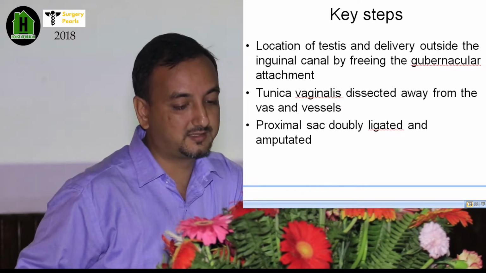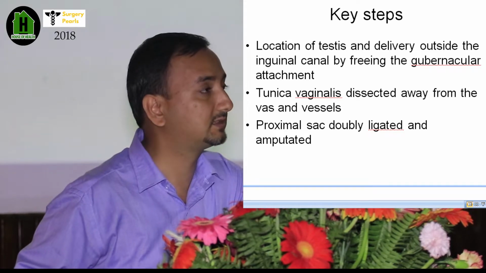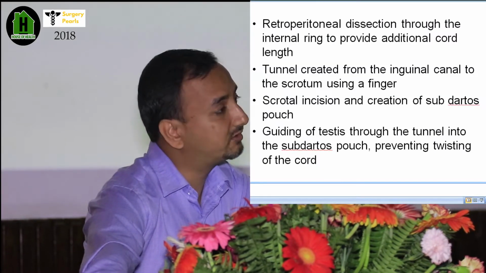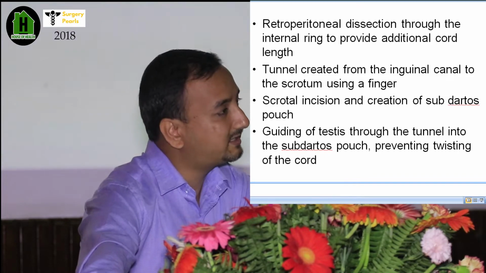Then the tunica vaginalis is dissected away from the vas and the vessels. Then we ligate the proximal sac, doubly ligated, and then amputate the sac. Then we proceed with retroperitoneal dissection through the internal ring to provide additional cord length.